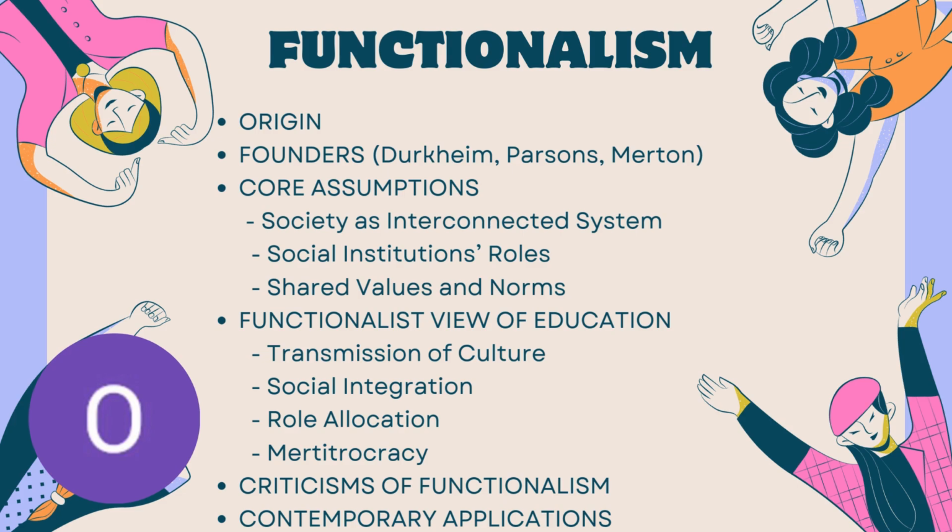Comparative studies of education systems can also highlight the ways in which different societies prioritize different functions of education, like cultural transmission, social integration, and role allocation, and how these priorities shape educational policies and practices. However, critics argue that functionalist analysis of education systems often overlook the ways in which they are shaped by historical, political, and economic factors, and that a more critical and contextualized approach is needed to fully understand their social significance and effect.